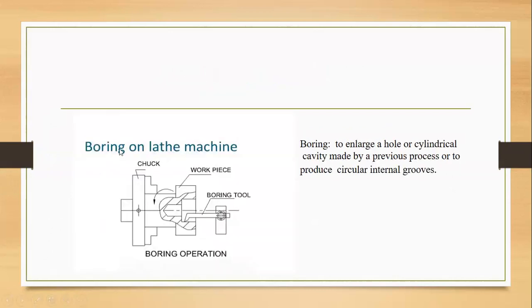The next operation is boring. The boring operation means the hole is already provided, and we have to enlarge it. So to enlarge a hole or cylindrical cavity made by a previous process, or to produce circular internal grooves, that operation is called boring.